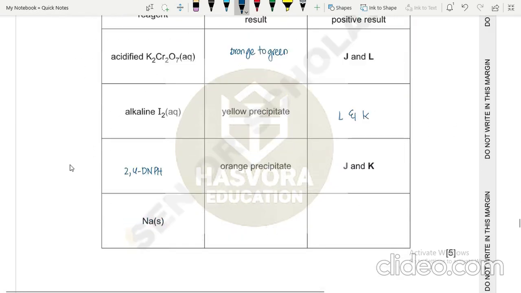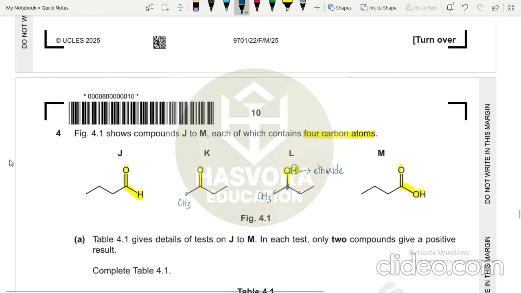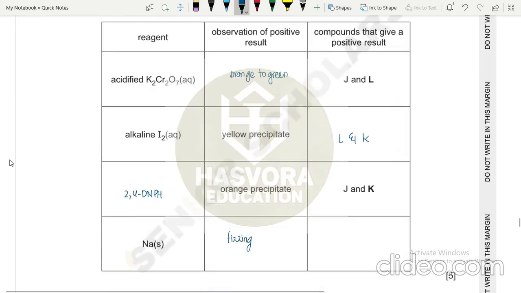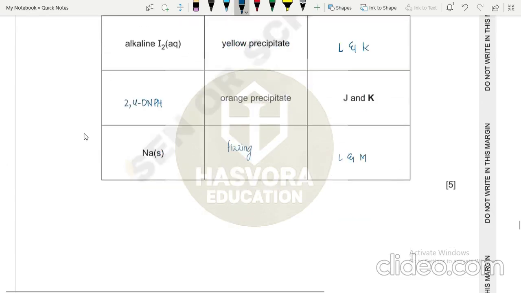So what will be the observation? You can simply say fizzing, because when the metal reacts with the carboxylic acid they form hydrogen, and with the OH it also forms hydrogen. So fizzing, or you can say effervescence, and it will be with the OH and the carboxylic acid. So it will be L and M. This was worth 5 marks, an easy question.